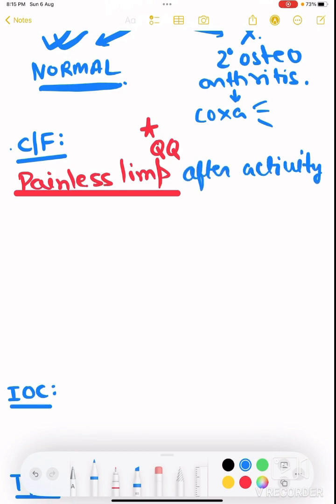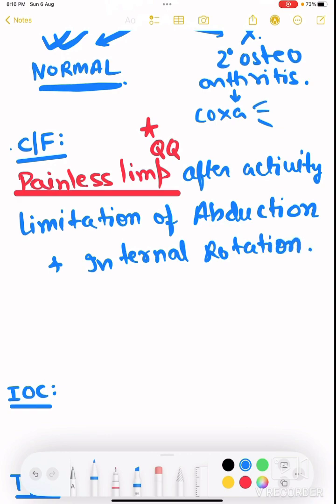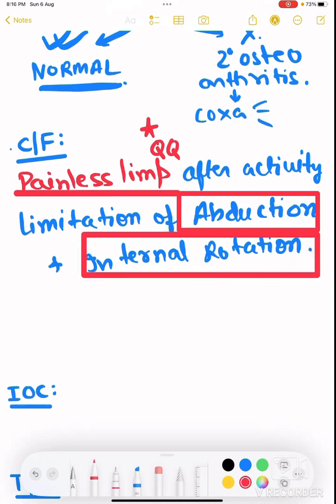Painless limp after activity. Then there is limitation of abduction and internal rotation, right? I am marking it again. I am covering it in a box. Abduction and internal rotation, right? So that you don't forget it.